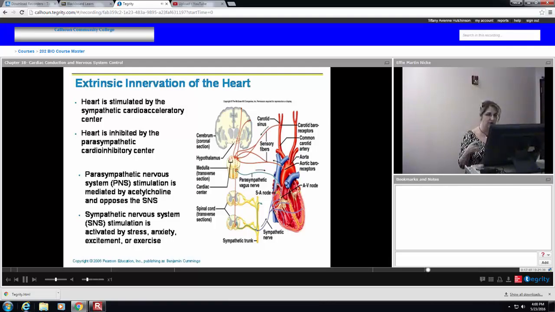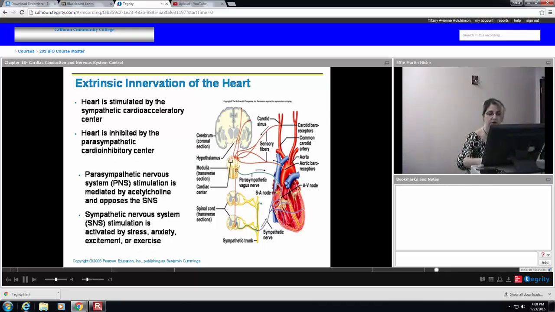Now, remember, the heart has an intrinsic conduction system that keeps it beating. But the heart can be affected by the autonomic nervous system. So the autonomic nervous system can modify the timing of those impulses that are sent throughout the cardiac conduction system.